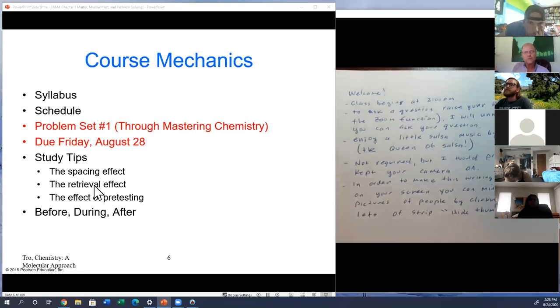So that's the retrieval effect, and that's why I'm constantly asking you questions, all right? Third, the effect of pretesting. Every single test will have associated with it a pretest. Studies have shown that if you give a student a pretest, they do better on the actual exam, right? So those pretests are an important form of learning for you, right? And they will help you do better on the exam. And they also count for part of your grade, all right?